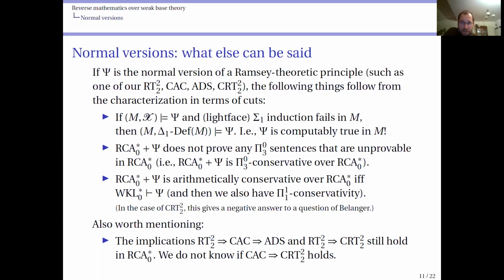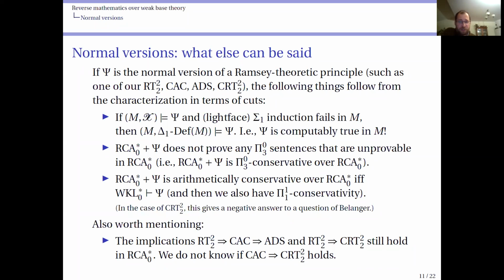One of the things I wanted to mention, reverse mathematics should be about implications, right? So I don't have that much to say about the implications between these normal versions over the weaker base theory. The implication from Ramsey to chain anti-chain and from chain anti-chain to ascending descending sequence, those are very straightforward. They don't require much axiomatic strength. They still hold here. Also, the implication from Ramsey to cohesive Ramsey holds. We don't know whether any of these principles about orderings still implies cohesive Ramsey. And this looks like a difficult problem that has some sort of finite combinatorial core. We haven't been able to solve this, at least for now.